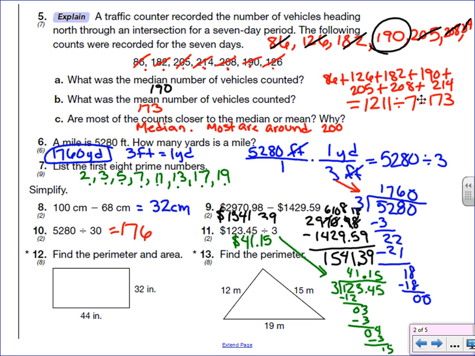Find the perimeter and the area of the rectangle. So, perimeter, I'm going to add 44 plus 44, which is 88. And then the two widths, 32 and 32, is 64. And then 88 plus 64. 8 plus 4 is 12. 8 plus 6 is 14, plus 1 is 15. So 152 is the perimeter. And that's in inches, since that's what the units are on the length and width.